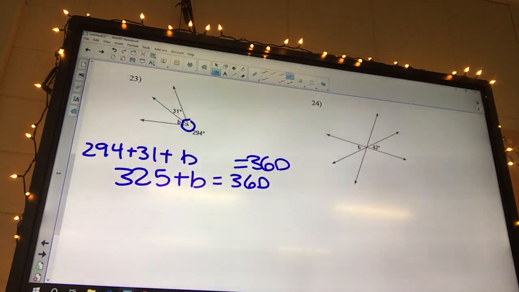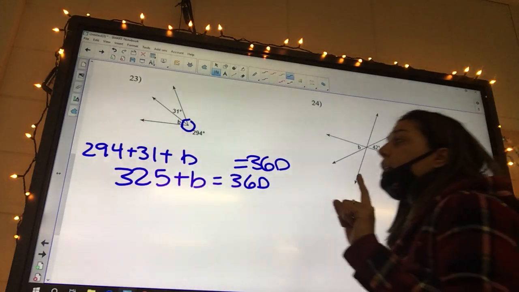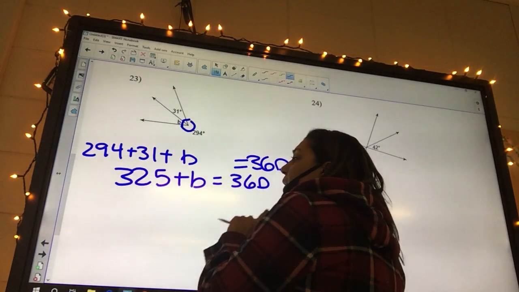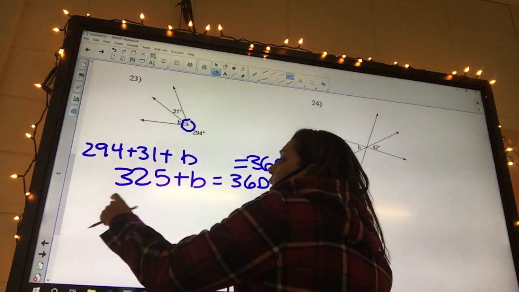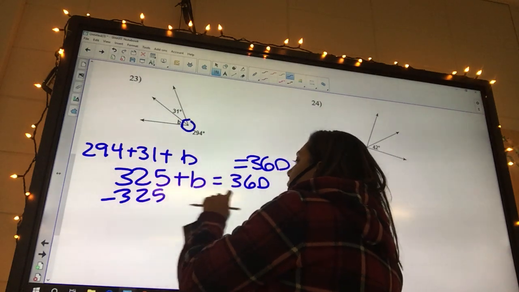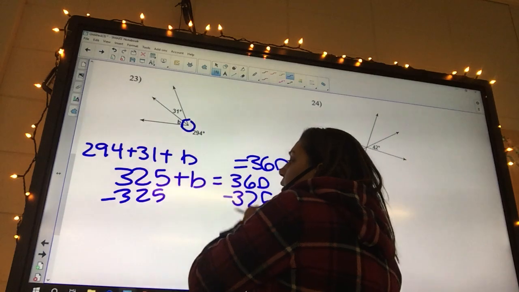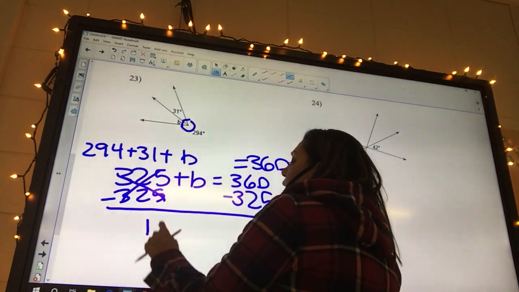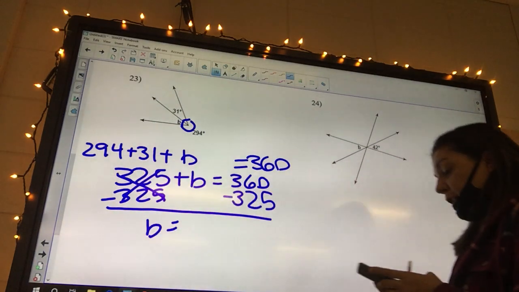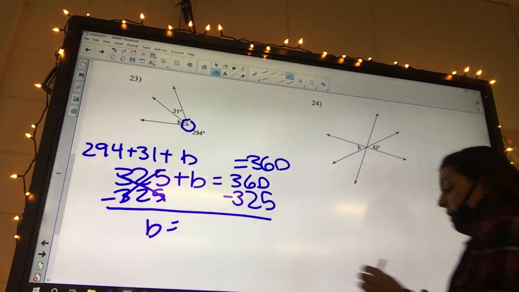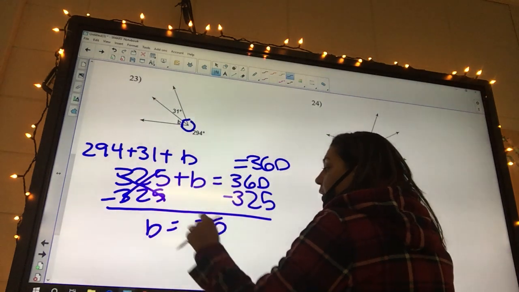Okay, now what? I got 325 plus B equals 360. Minus 325 from both sides. So I got B equals 360 minus 325, which is going to be 35.